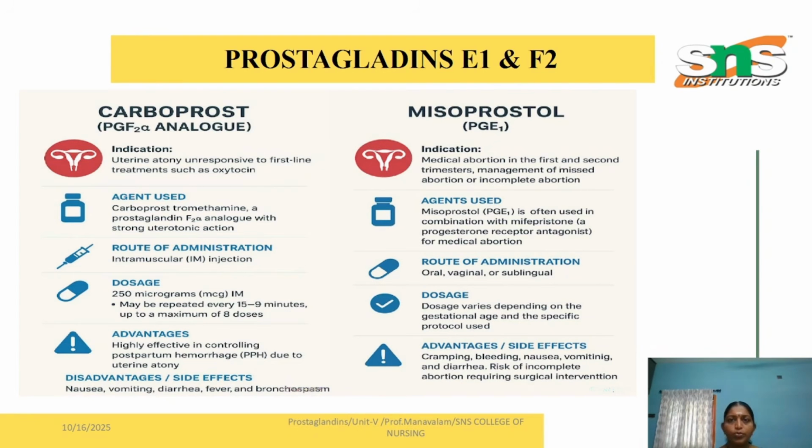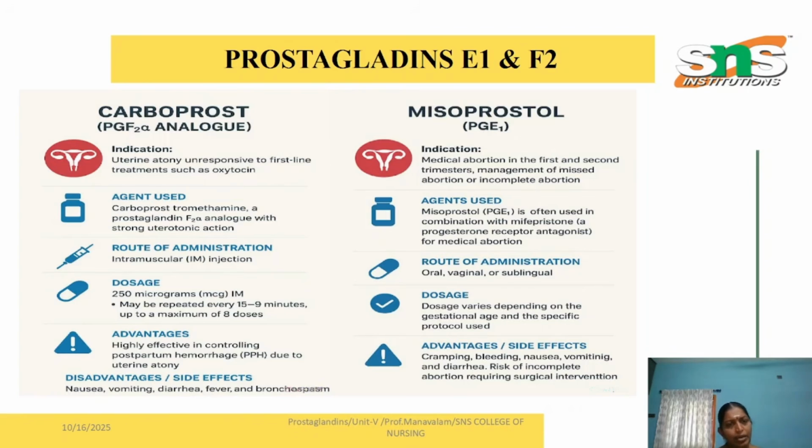Next, move on to the prostaglandin E1 and F2. Prostaglandin F2 is mainly used in case of uterine atony. It is one of the reasons for postpartum hemorrhage. So to manage the postpartum hemorrhage, we are using carboprost. Carboprost is used in the name of carboprost tromethamine.